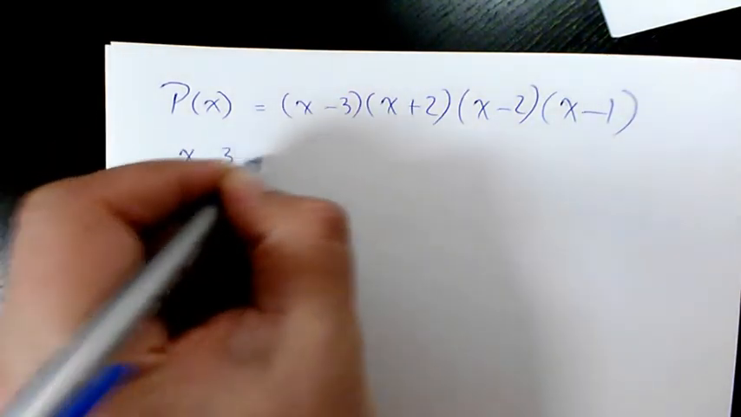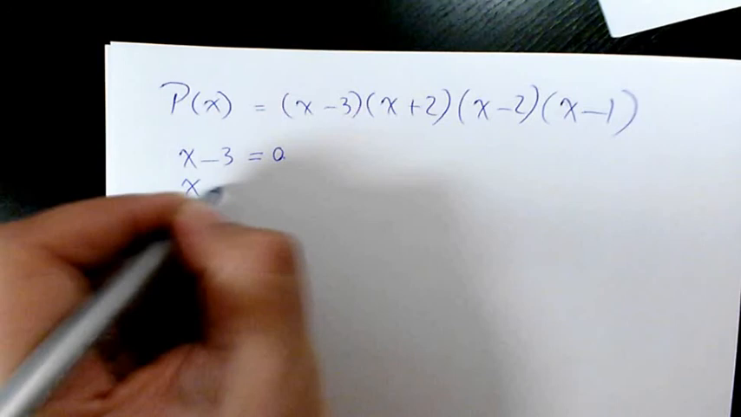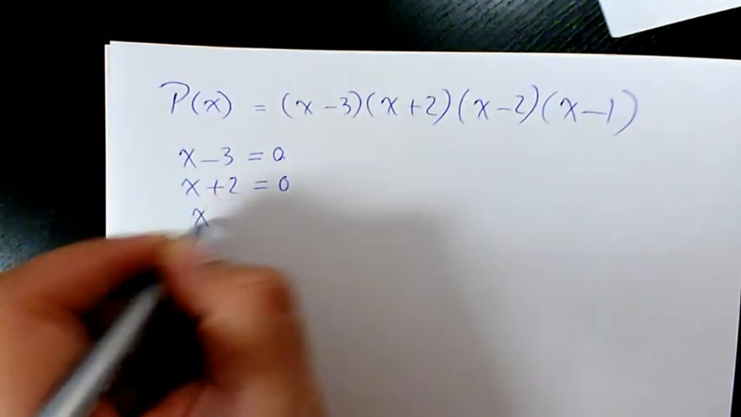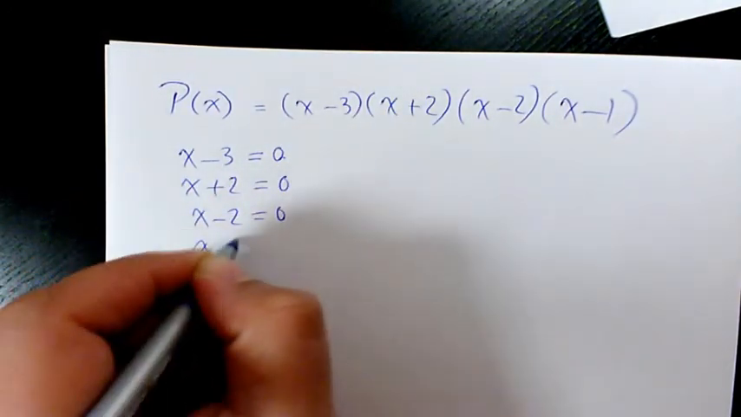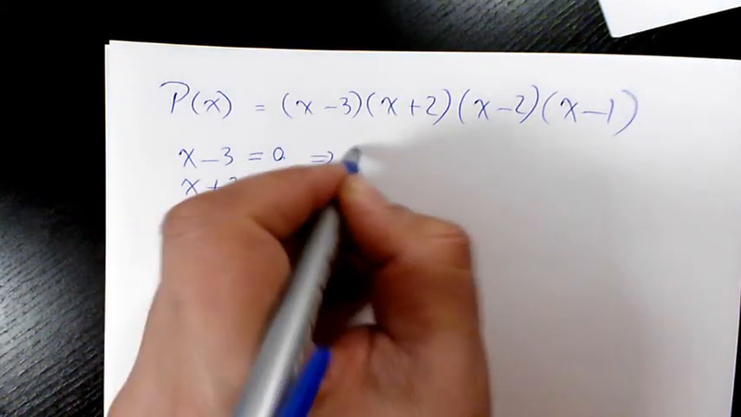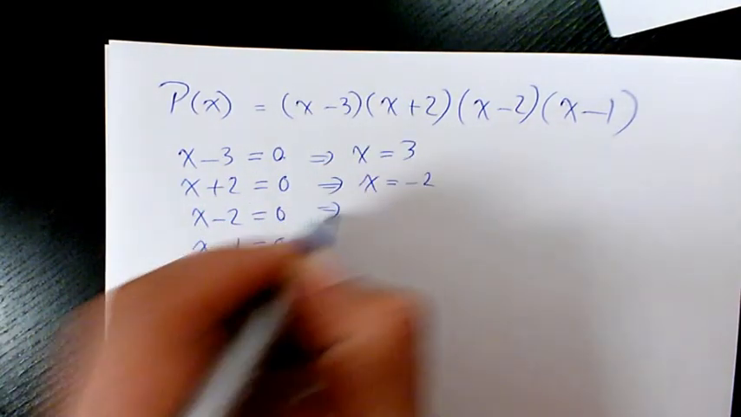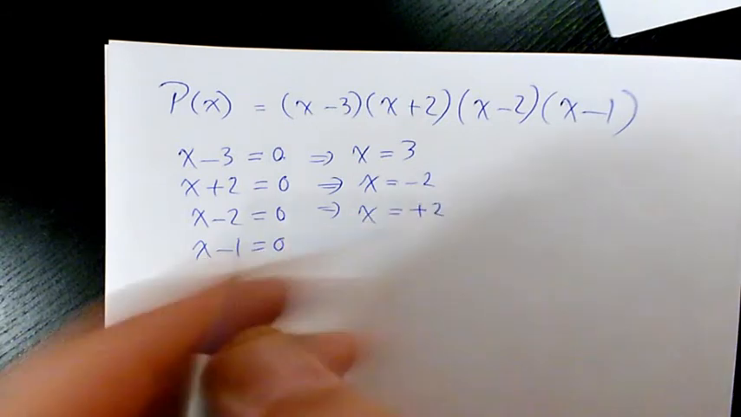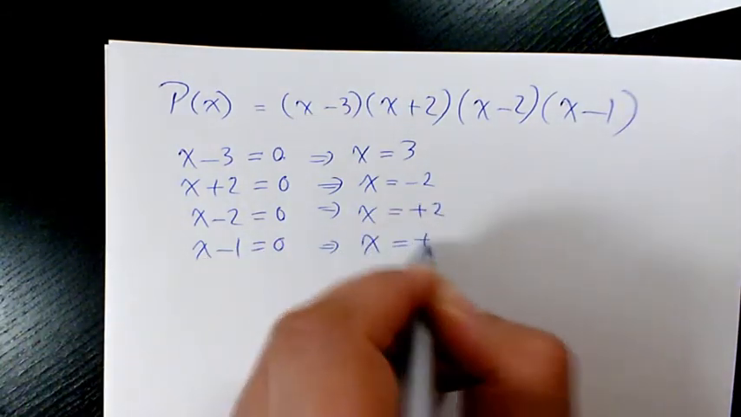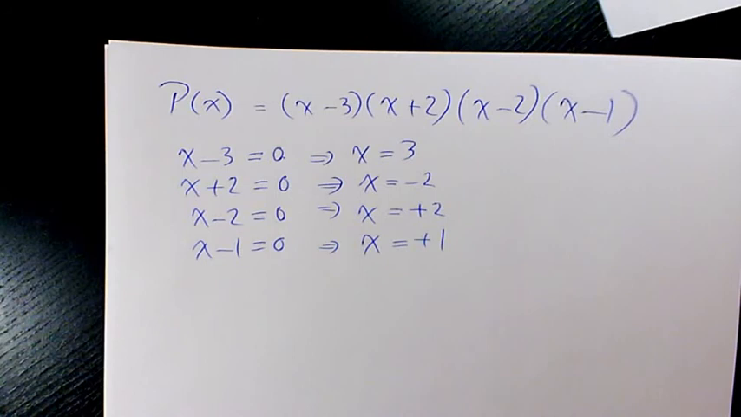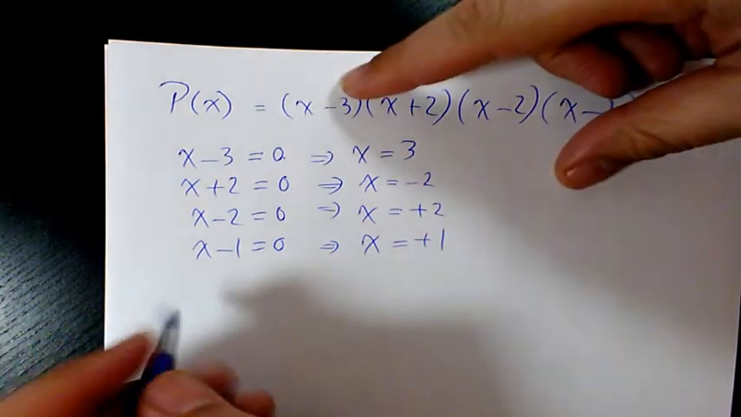So x minus 3 is 0, x plus 2 is 0, x minus 2 is 0, x minus 1 is 0. So x is 3, x is negative 2, x is positive 2, x is positive 1. So these are going to be the zeros. Let's look at the next example.